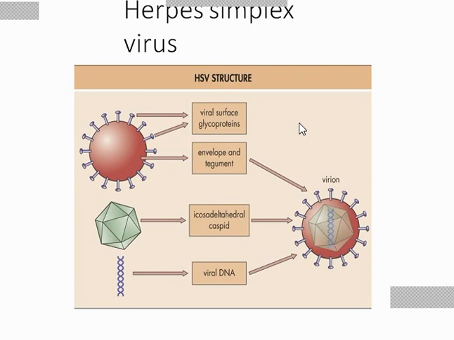The virus has viral surface glycoproteins, an envelope, a tegument, and then an icosahedral capsid, and viral DNA. It's a double-stranded DNA virus. So you should remember that the viral surface glycoproteins are what get adhered to the cornea.